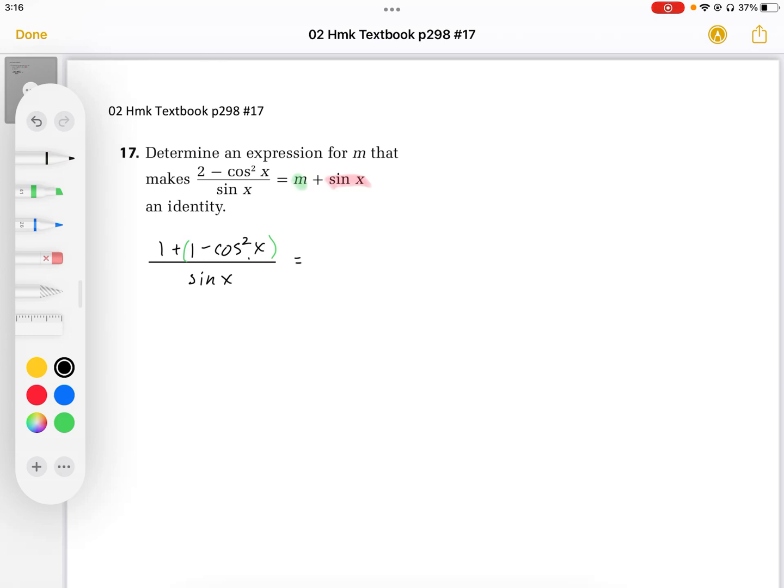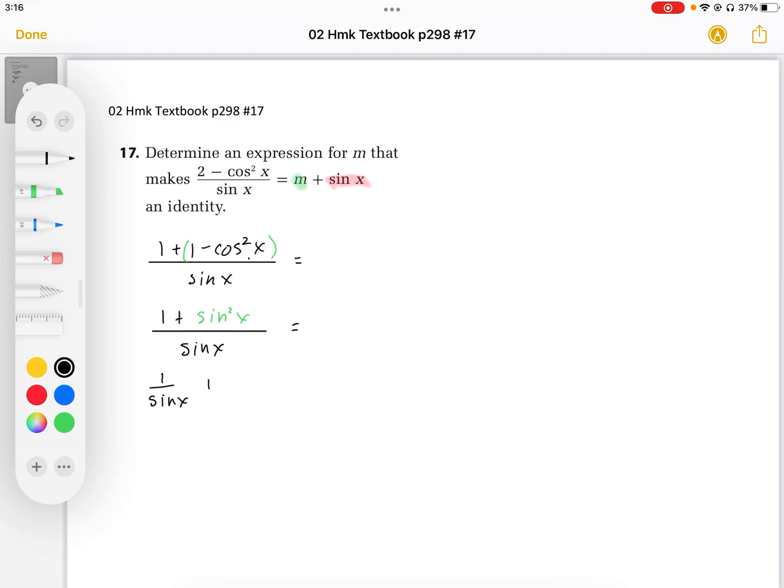So on the left-hand side, I'm going to have 1 plus, and I'm going to convert that into sine squared x, and it's all going to be over sine x. Okay, well, sine squared over sine x is going to give me sine. So I'm going to rewrite this as 1 over sine x.